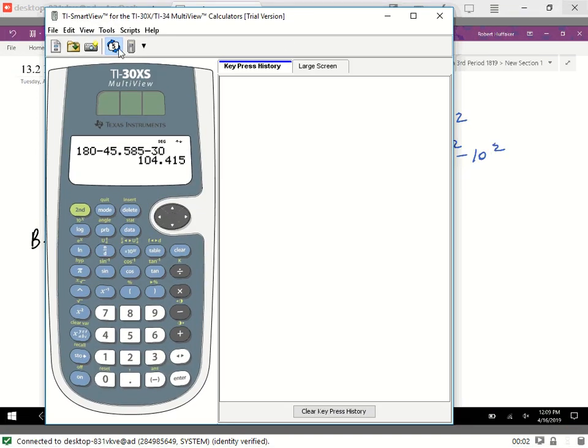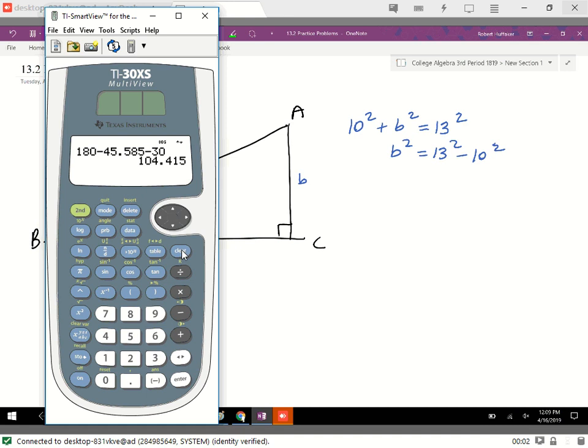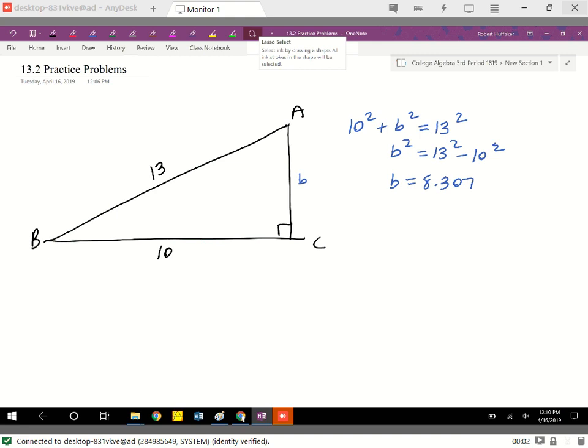All right, you bring this over here. We're going to need to make it a little smaller. There we go. So you do 13 squared minus 10 squared, then you take the square root of the answer, and you get 8.307. So you write in B equals 8.307. If you're given two sides, you find the third one using the Pythagorean theorem.